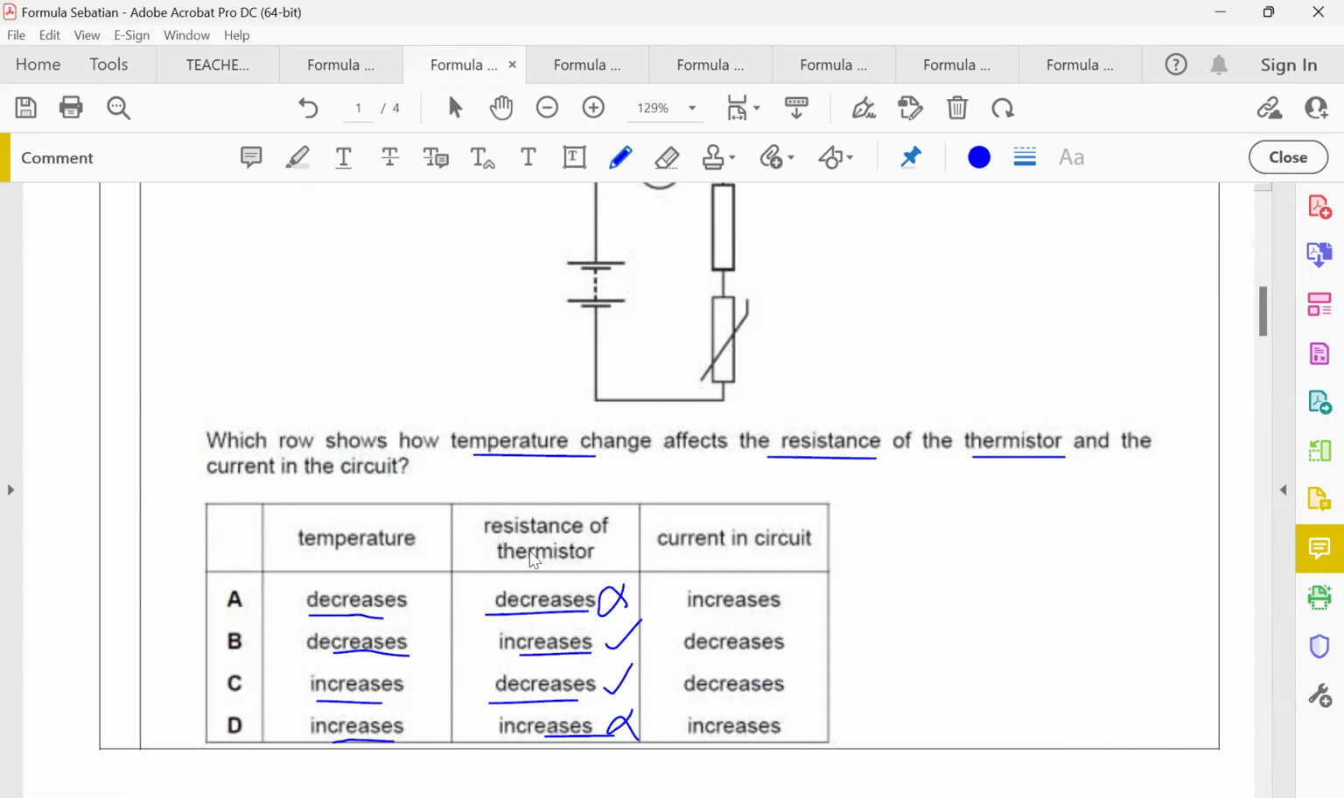So from here, if my resistance increases, will my current increase? No, it will definitely decrease. So the answer is this one, because decreased resistance means to say more current should flow, right? So this one is wrong. So the answer is this one.